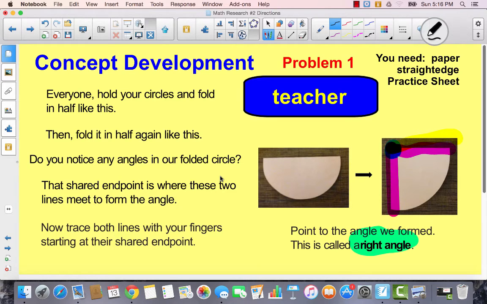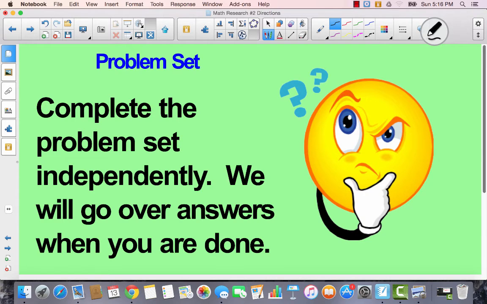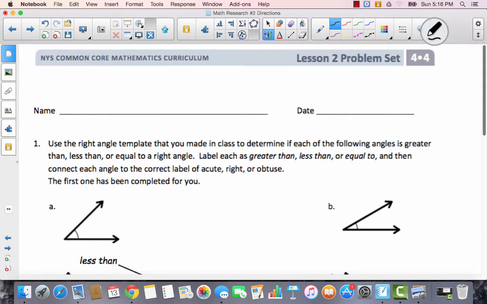All right, let's take a look at your problem set now. And go ahead and put your name at the top, and this sheet's pretty easy. It's basically just matching. So go ahead and see if you can match all of the angles and then come back and check.